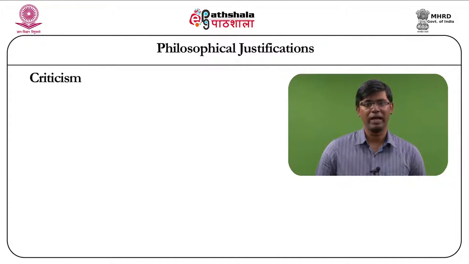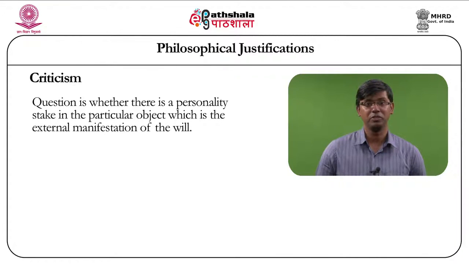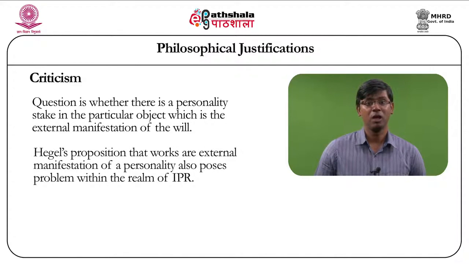The problem in applying personality justification to intellectual property would be in identifying whether there is a personality stake in the particular object, which is the external manifestation of the will. Further, Hegel's proposition that works are external manifestations of personality also poses a problem within the realm of intellectual property rights. A person who writes, either handwritten or typed, a book by copiously copying the works of others, or a painter who imitates another painter's work, would have done so by manifestly expressing his personality regardless of the fact that he is borrowing from someone else.